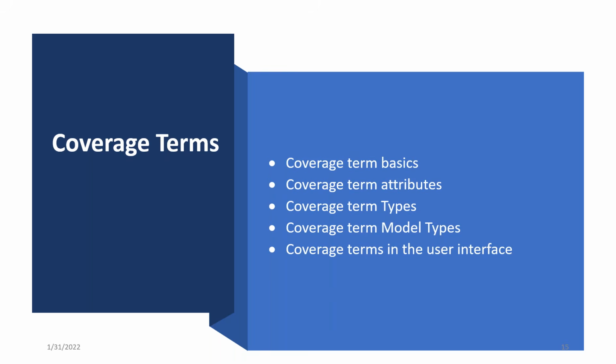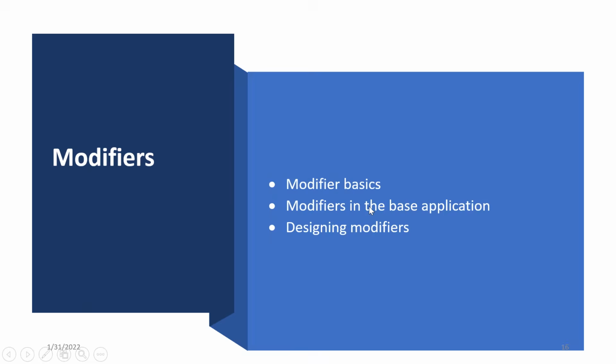Then coverage terms. Under the coverage you will see a lot of coverage terms also, like what your limit is, what your deductible is. Those kinds of coverage term setups we will see in this class. Coverage attribute, coverage type, model type, there are a lot of things. These are all configuration side, so we won't go into all these technical terms. I don't want to confuse you today. When we start setting this up, we will learn this.